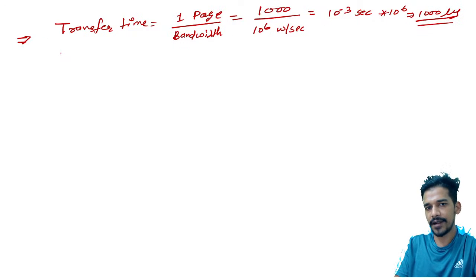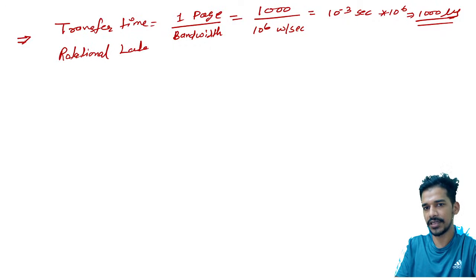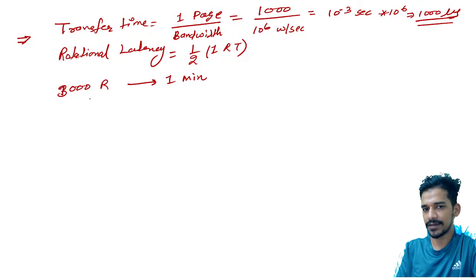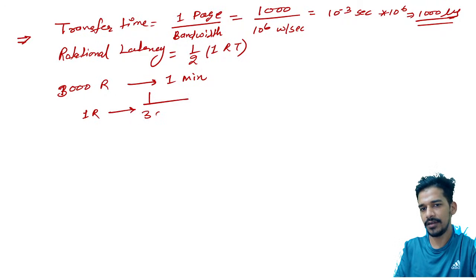Then I told you that we can find out the rotational latency, and rotational latency is nothing but half of the one rotation time, right? So one rotation time we can find out from the rotation speed given, that is 3000 rotations per minute. In 1 minute it is rotating 3000 times. Then I can say one rotation time will be 1 by 3000 minutes. I can convert the minute into microseconds, so this will become 60 into 10 to the power 6 microseconds divided by 3000.